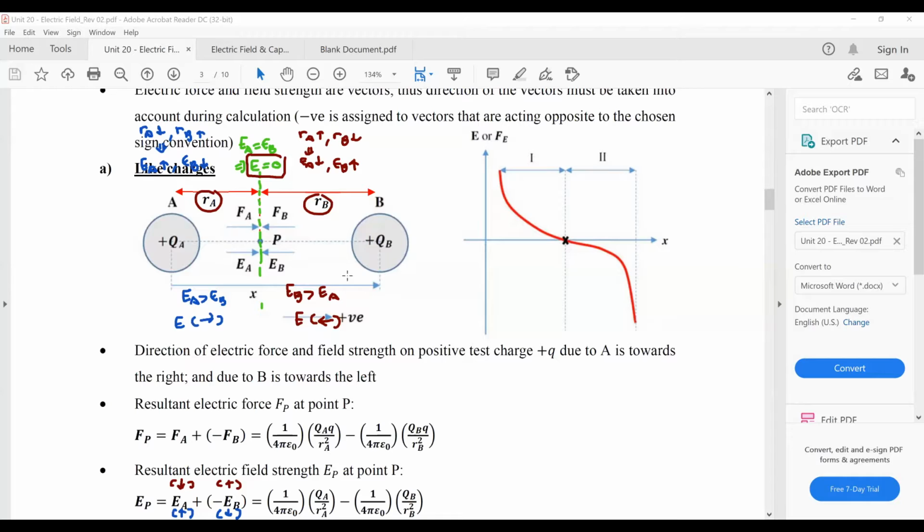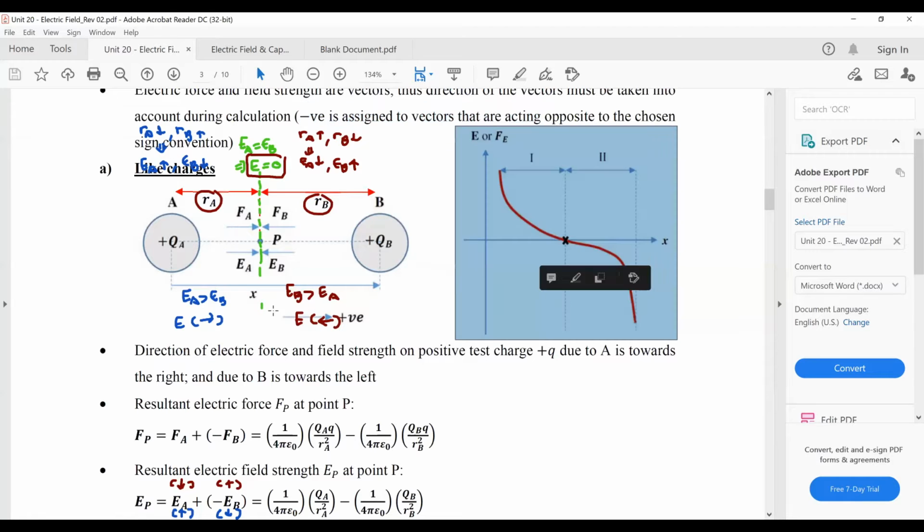Because you see, field strength is actually a vector. If you have a negative, that simply means that you have changed direction. Okay, negative to vectors means that it's already acting in the opposite direction.